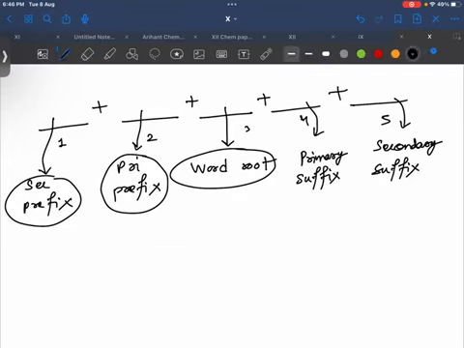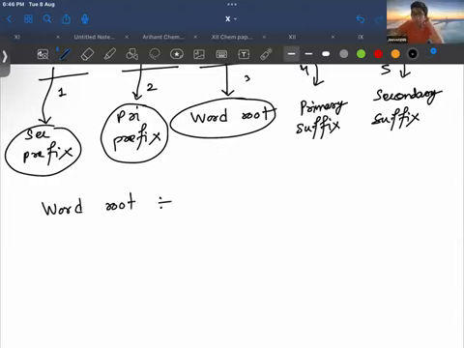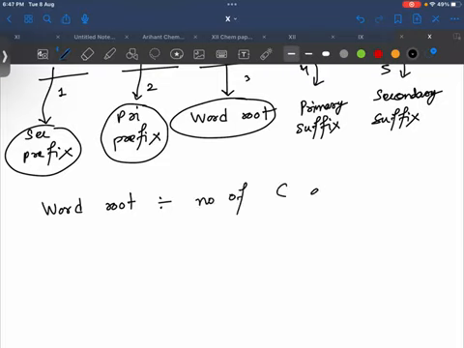Now I will tell you what information the word root carries. So write down, everyone: word root. If you know the word root of an organic compound, you will come to know about the number of carbon atoms in the parent chain. Write down: number of carbon atoms in the parent chain. I will discuss what a parent chain is.